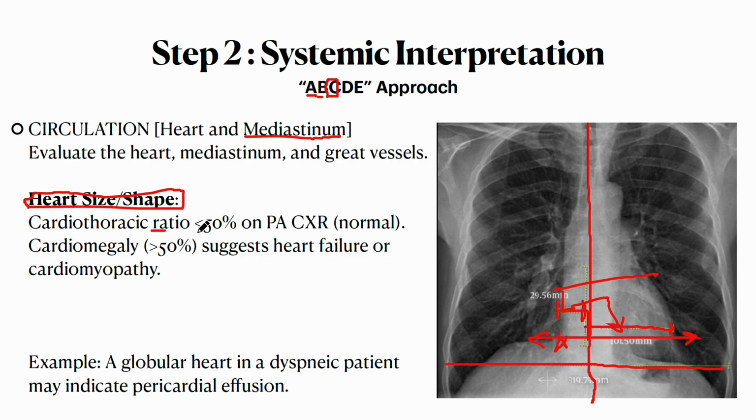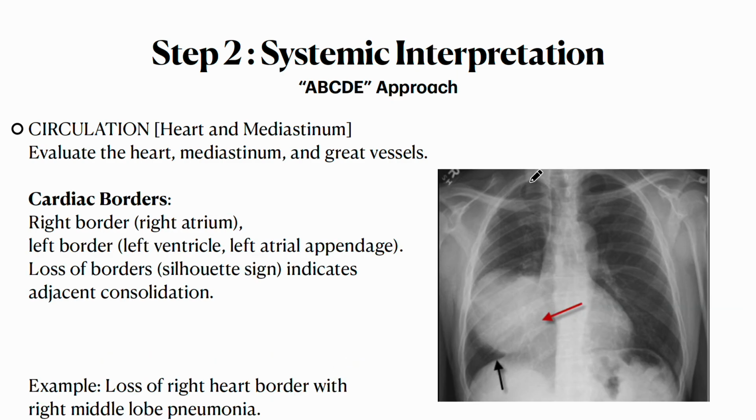So that is how we get the cardiothoracic ratio. So in a normal person, the cardiothoracic ratio is less than 50%, and cardiomegaly is greater than 50%, such as in heart failure or cardiomyopathy, right? So in infants, that can be up to 55%, and in adults, greater than 50% is abnormal. So for example, a globular heart in a dyspneic patient may indicate pericardial effusion. That is how we do heart size and shape, right? Let's talk about cardiac borders right here. So there is something called the silhouette sign. You have to remember this sign.